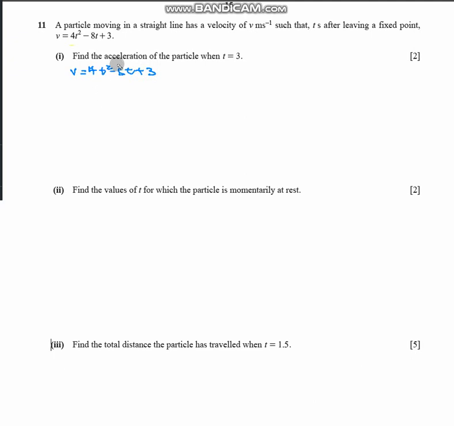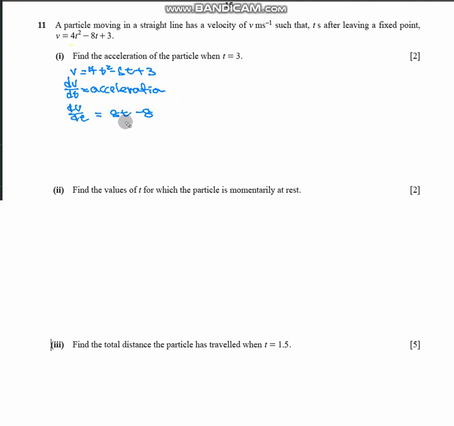Okay. Now, if you want to find the acceleration, what will you do to this velocity function? You differentiate dv/dt. This will give you actually the acceleration function. Okay. Now, so what you do is, if you differentiate dv/dt, you have 8t minus 8. This is actually the acceleration.